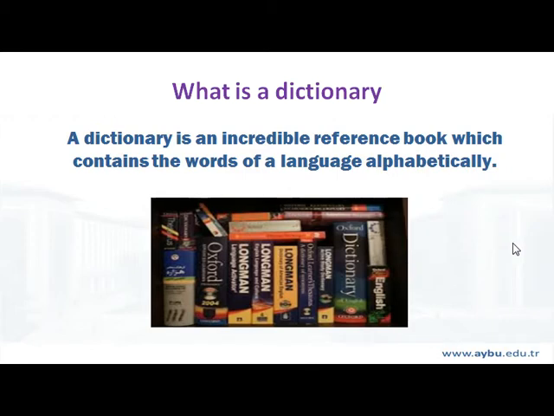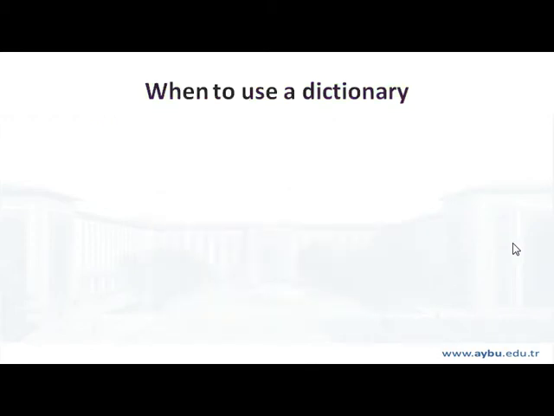By moving to the second part, when to use a dictionary, let me ask you this question. When should we use a dictionary? Should we always refer to our dictionary for unknown words? The answer is no. Even in the beginning levels, by using some contextual clues, we can guess the unknown words. How? Let's see together.